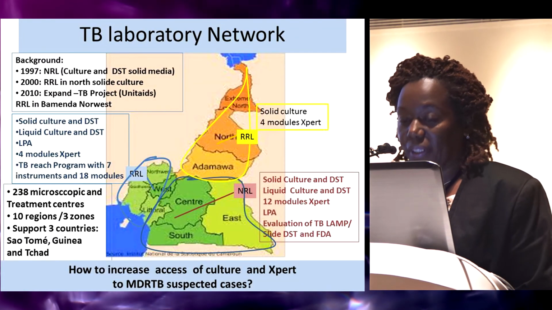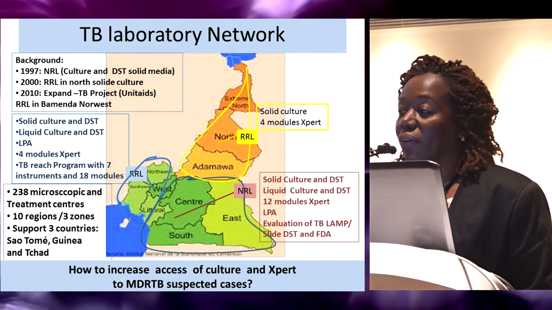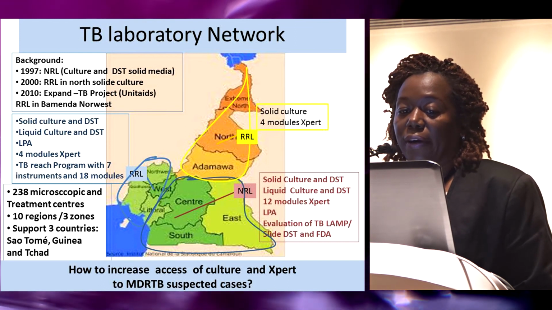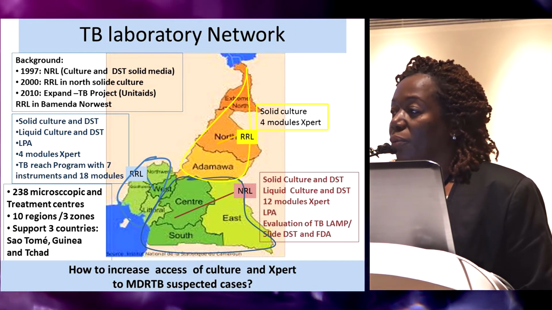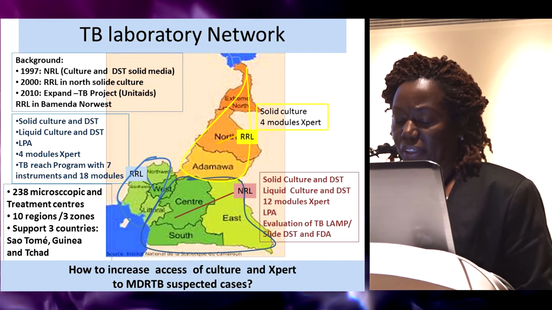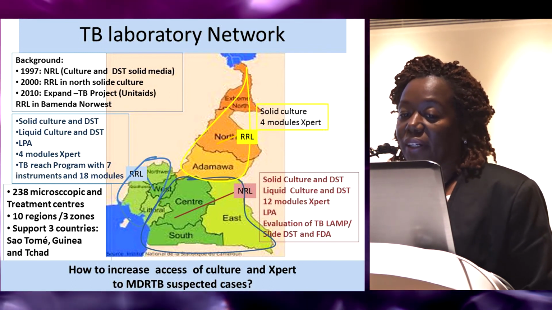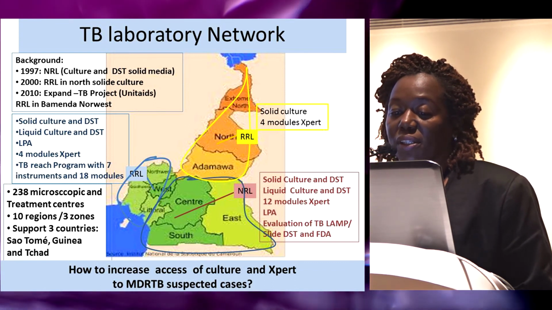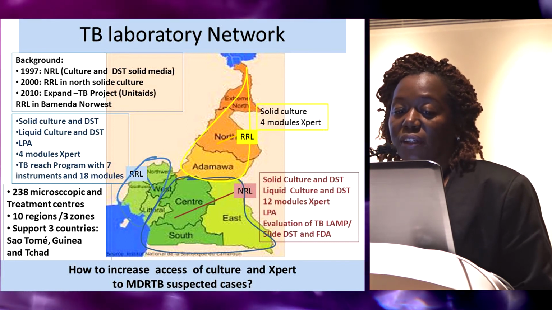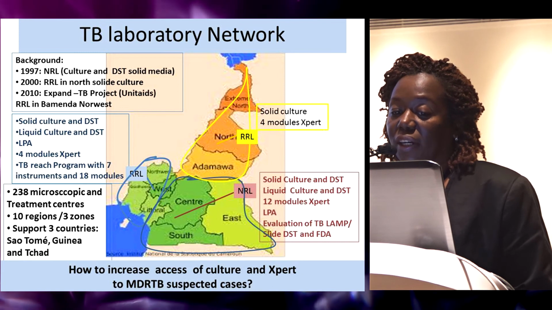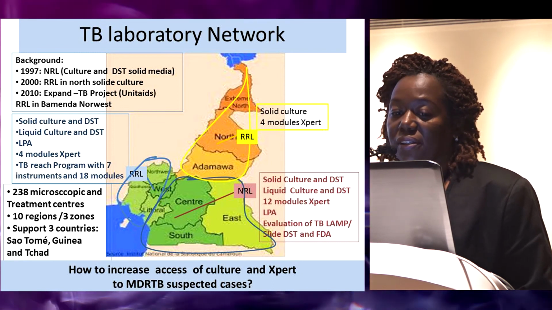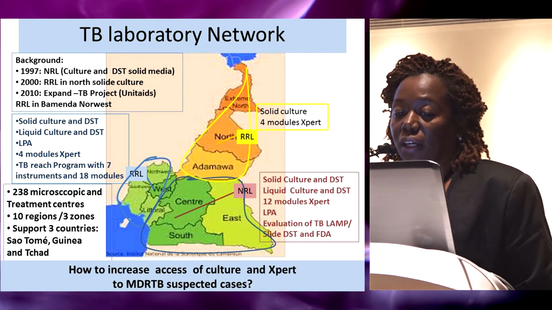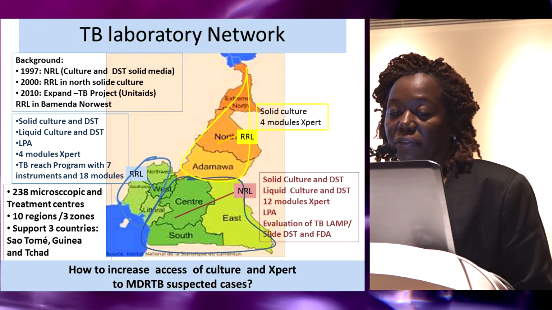So what about our TB network? Cameroon is organized in 10 regions. In 1997, we implemented the first national reference lab in the capital Yaoundé with facilities for culture and DST in solid media. Later on, in 2000, we implemented a reference regional lab in the north part due to the distance, with facilities only for solid culture, and positive cultures were sent to the national reference lab.